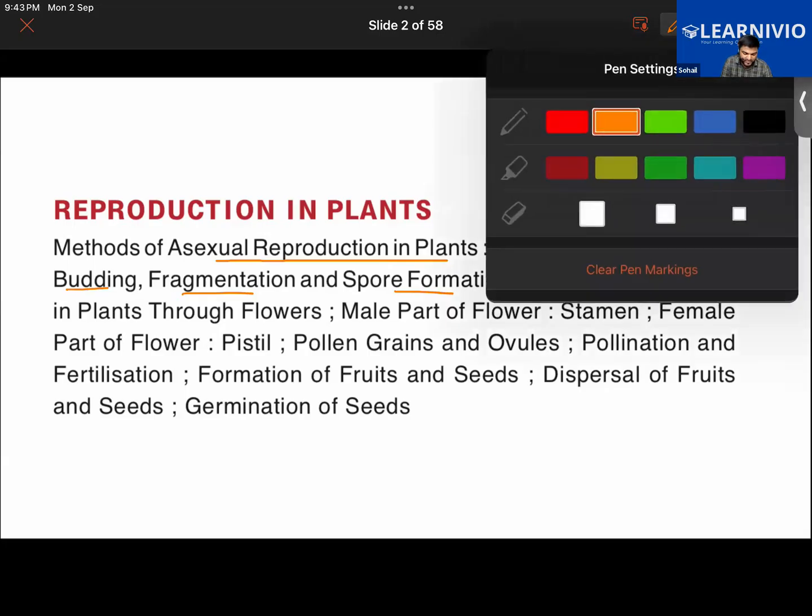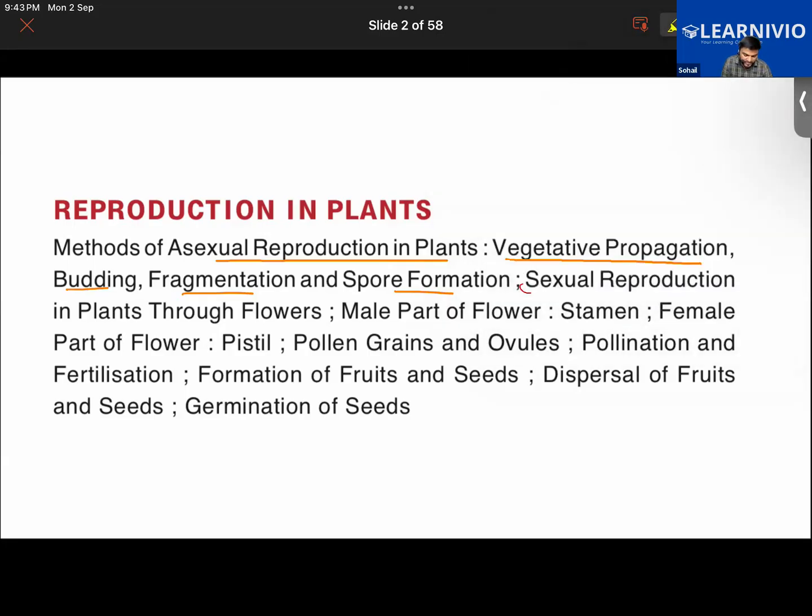So in the case of flowers, you'd be learning about the male part of a flower, the stamen, and the female part of the flower, the pistil. Then you will get to know what pollen grains are, what ovules are. Like if you were to see some flowers, have you seen hibiscus flowers? Yes, sir.